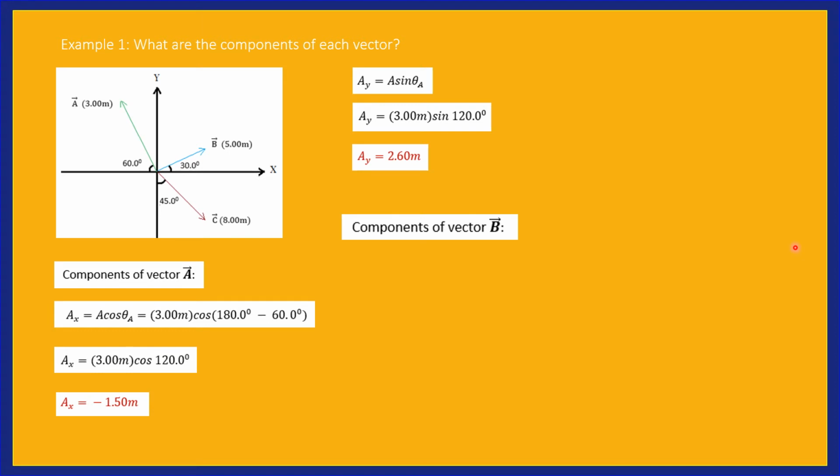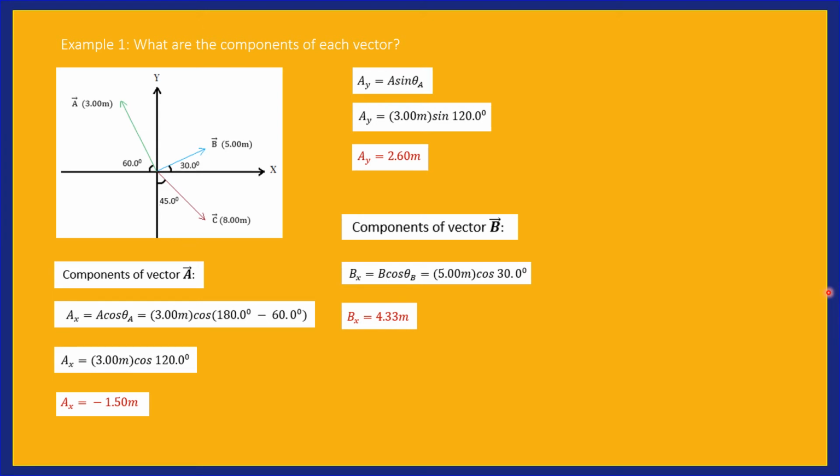How about the components of the second vector? Vector B lies in the first quadrant, so we expect the components to be positive, to the right and upward. So we have Bx equals B cosine of 30. This is 30 from the reference line. Cosine of 30 is positive, so times 5, it gives us 4.33 meters. This is for the x component.